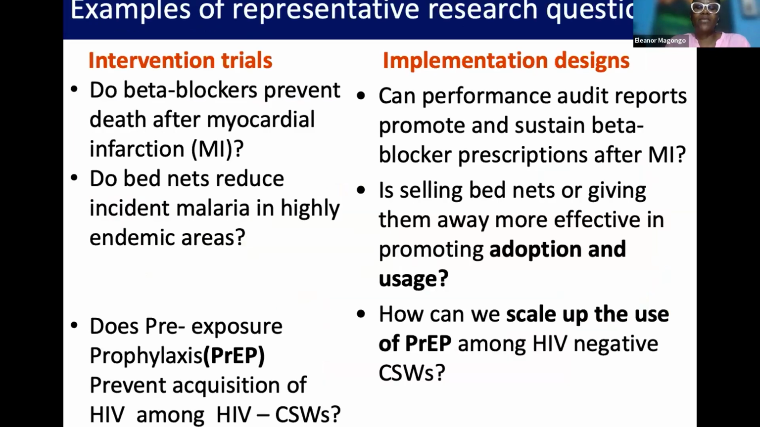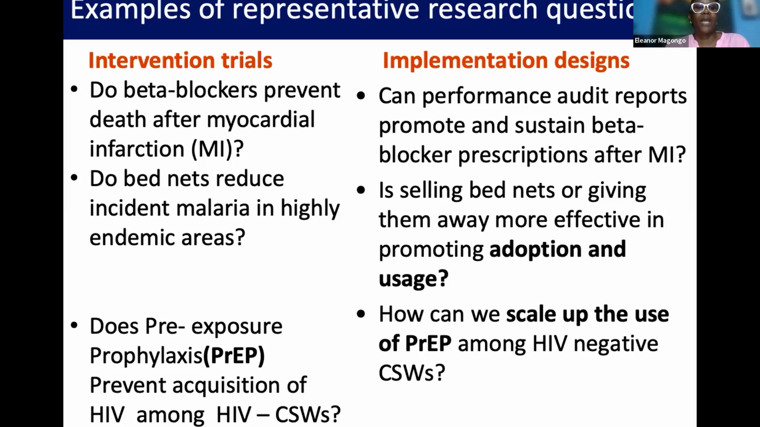So to try and explain what we've just gone through, if you're doing an intervention study, you could have a question that says, do beta blockers prevent death after myocardial infarction? On the other hand, if you're doing implementation science research, your question could be, can performance audit reports promote and sustain beta blocker prescriptions after MI? So you can see that in implementation science, you're doing a performance audit, and you're trying to address the how to. Because if you do the audit report, you're going to find what is not done, and then you're going to improve how it is done.